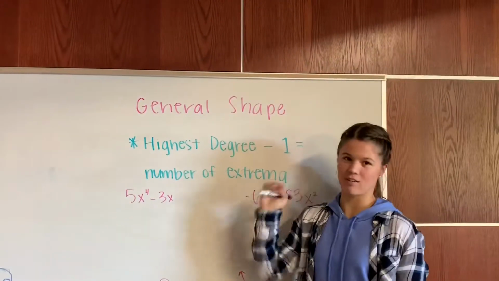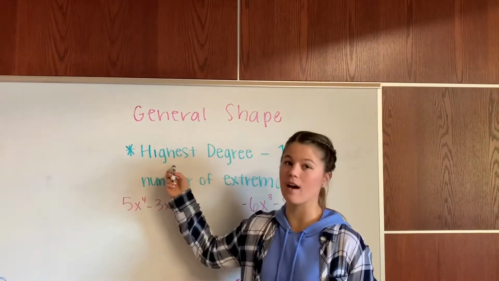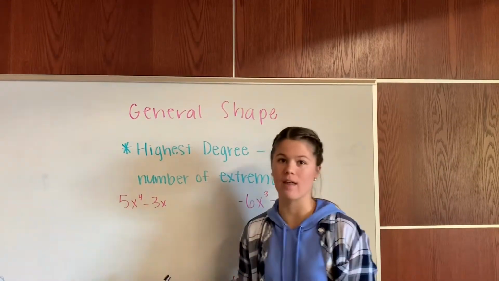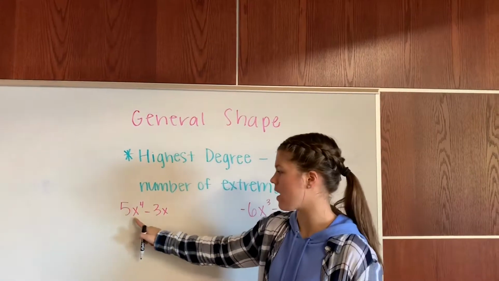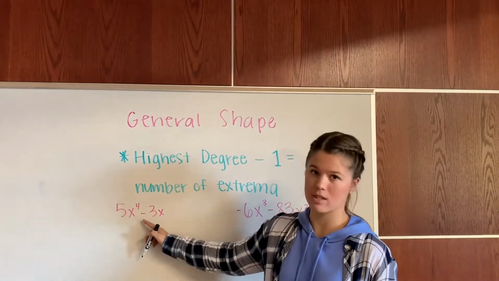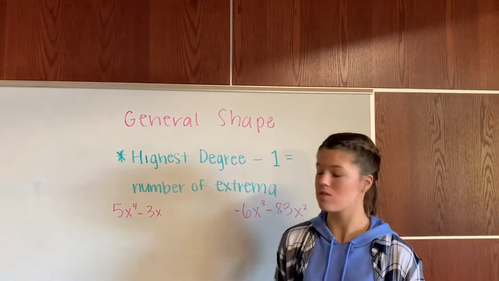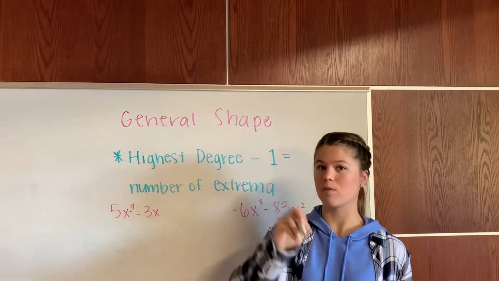Still learning about the general shape of graphing a polynomial, you have to remember that the highest degree of the polynomial minus 1 is the number of extrema that the shape has. So for example, if you have 5x raised to the 4th minus 3x, your x to the 4th would be your highest degree. So you take 4, because that's your degree. 4 minus 1 is 3, so there would be 3 extrema.